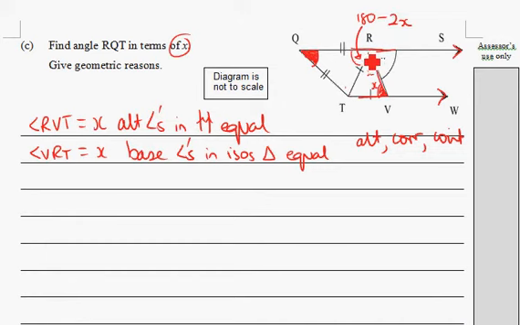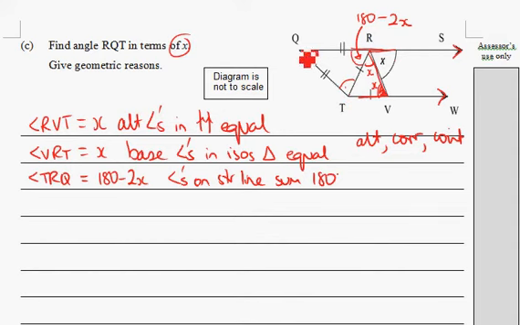So, we'll call that angle TRQ. Angle TRQ equals 180 minus 2x, and that's because angles on a straight line sum to 180. Right, we've got that one there as well, which will be the same. And so to find this one, we'll use our angles in a triangle, base angles using both.